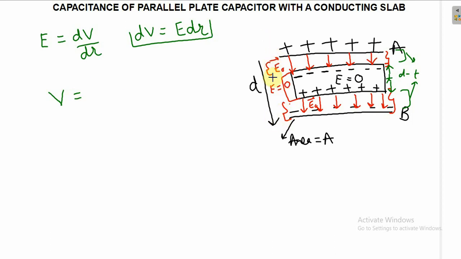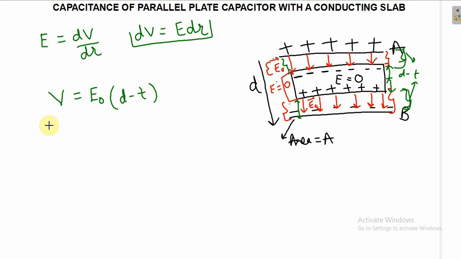Basically we are finding the potential difference to find the capacitance. So potential difference we can write for the region. Electric field is present in this region and this region where the red arrows are. The field value in the red arrows is E0, and the thickness of this region is D minus T. Thickness of this and this portion is D minus T. So the length of the red arrow is D minus T.